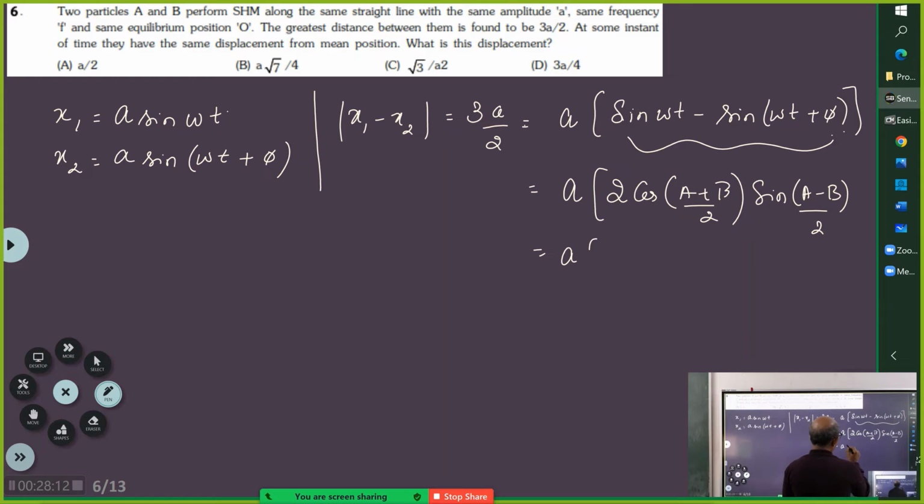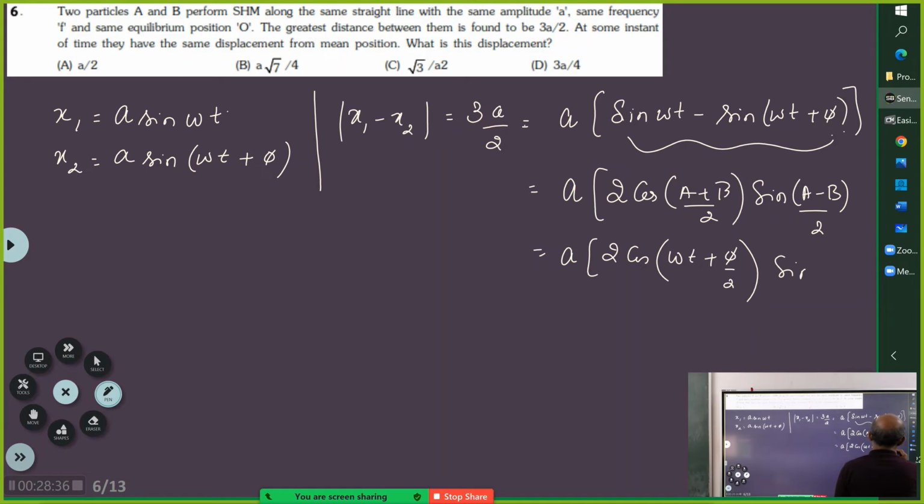Substitute the values here. So 2 cos of A plus B by 2, so you have to add A plus B here. If you add, 2 times omega t plus phi, by 2, so you will get cos of omega t plus phi by 2. And sin of A minus B by 2, that is sin of minus phi by 2. Then, what is the next course of action?